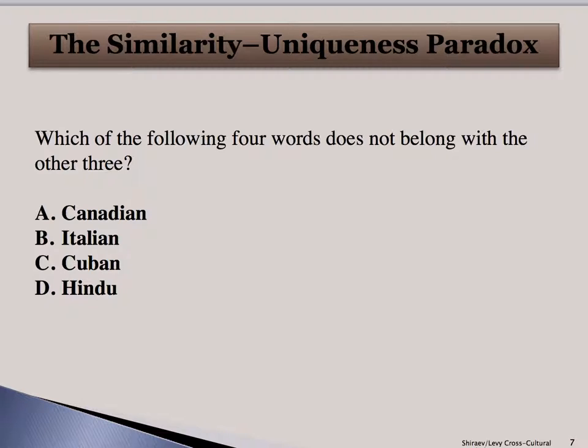The similarity-uniqueness paradox is presented in the book, and I felt like it was important enough that I wanted to make special note to talk about it here in the PowerPoint as well. So they pose the question, which of the following four words does not belong with the other three? Is it A, Canadian, B, Italian, C, Cuban, or D, Hindu?